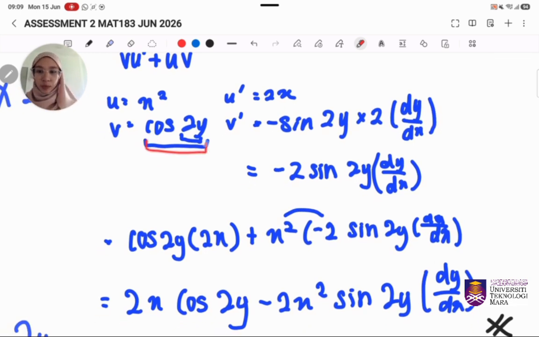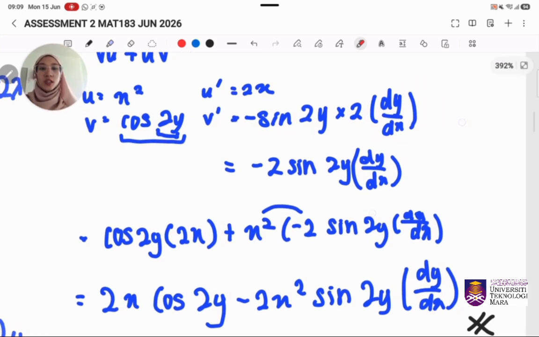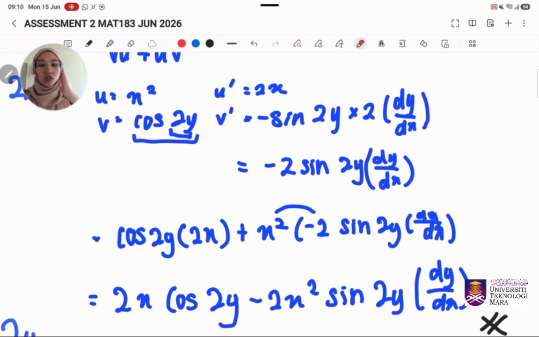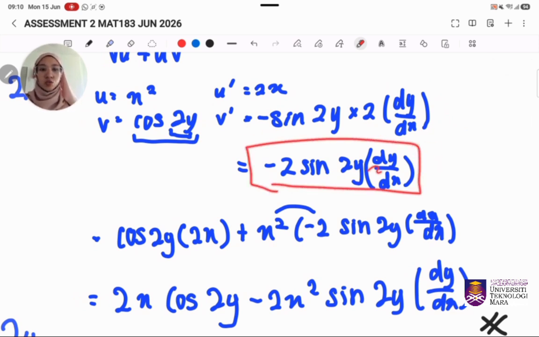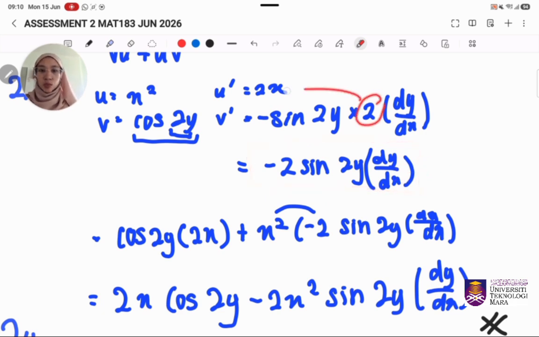For the first function, cos 2y. How do we differentiate cos? It becomes negative sin, so negative sin 2y. That's settled for the first function. This one, the second function, is 2y. Taking note that if we differentiate y, it becomes dy over dx. So this y becomes 2 dy/dx over here. So the final v prime is negative 2 sin 2y dy over dx. This 2 we put in front.